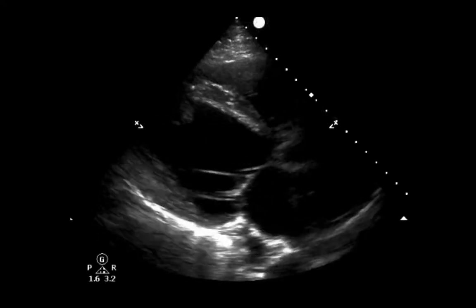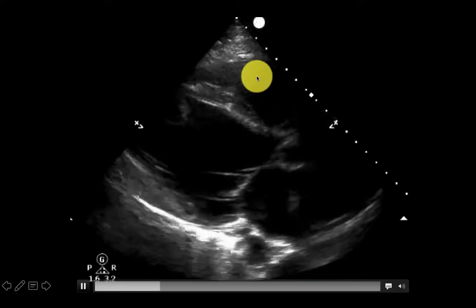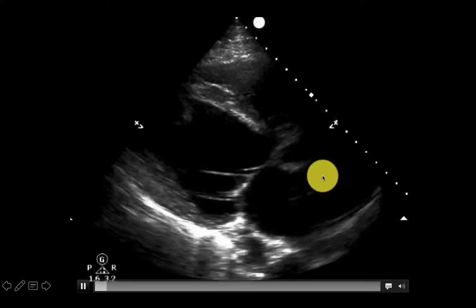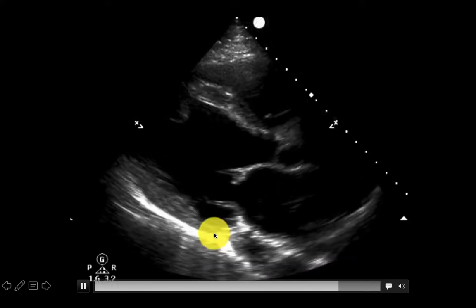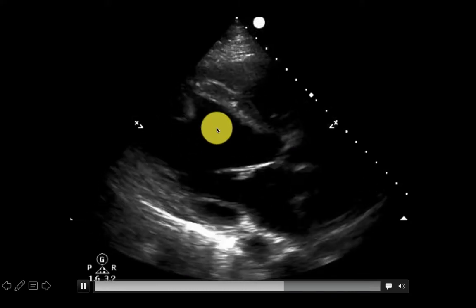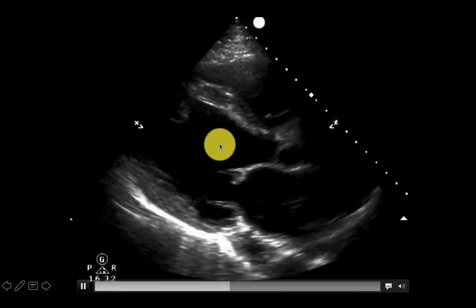This is a heart with severely reduced ejection fraction. What you're seeing here is the right ventricle, this is the left ventricle, this is our aorta, this is our left atrium, and this is our descending aorta here. What you're seeing is that the walls of the LV themselves are hardly getting thicker, and the actual cavity of the LV does not really appear to be changing in size.